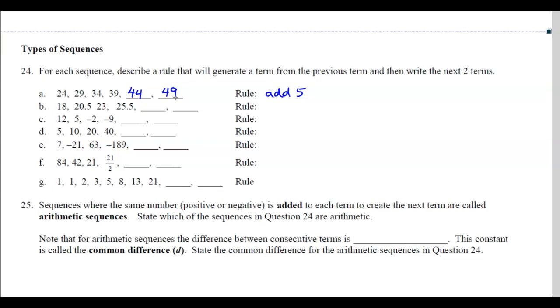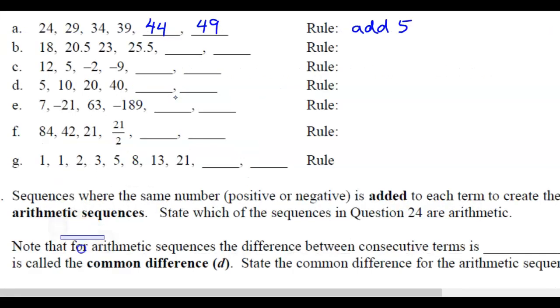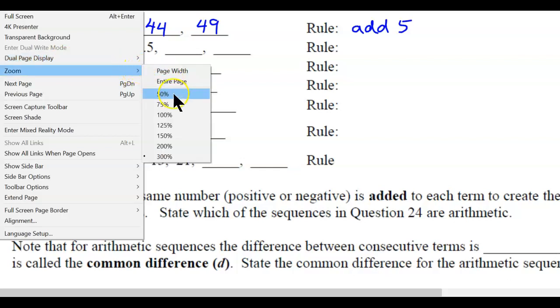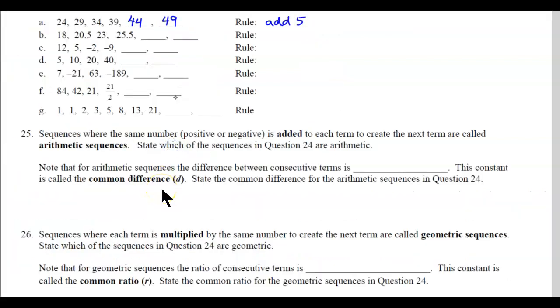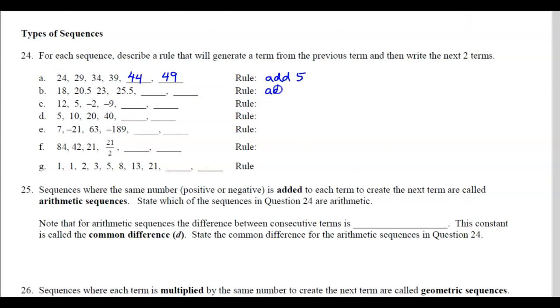Then 18 to 20.5 to 23 to 25.5. You might want to subtract successive terms, like 20.5 minus 18 is 2.5. Okay, 23 minus 20.5 is 2.5, etc. So you're adding 2.5 each time. So that's going to be 28 and then 30.5.